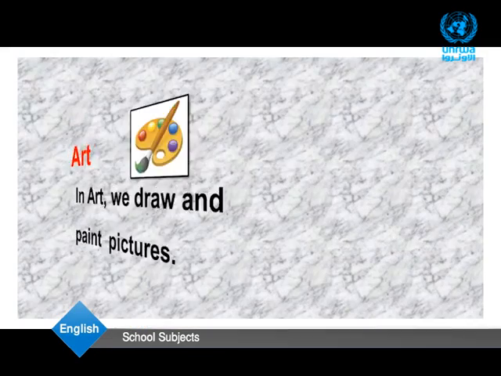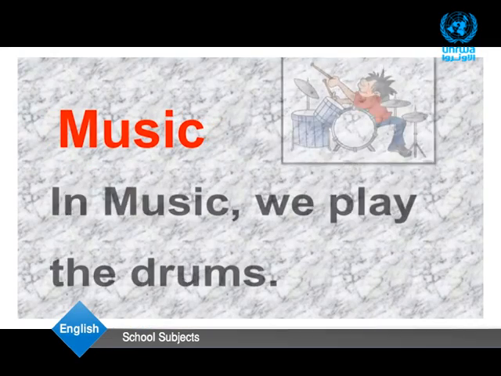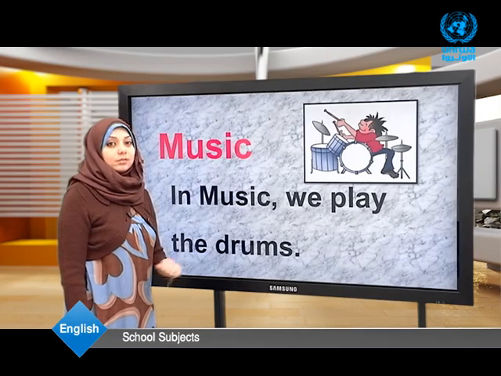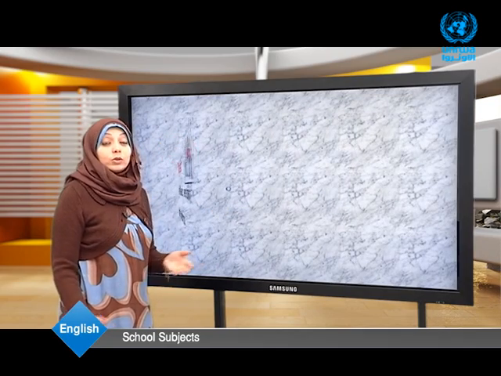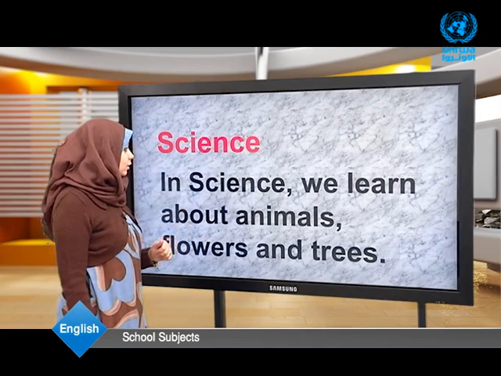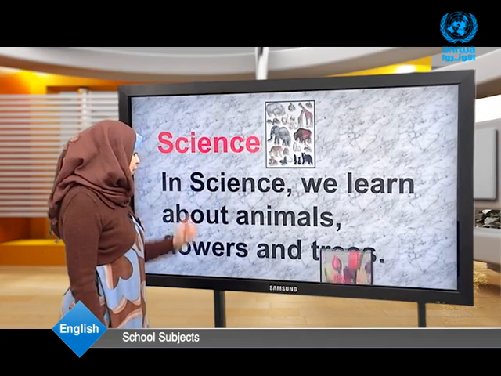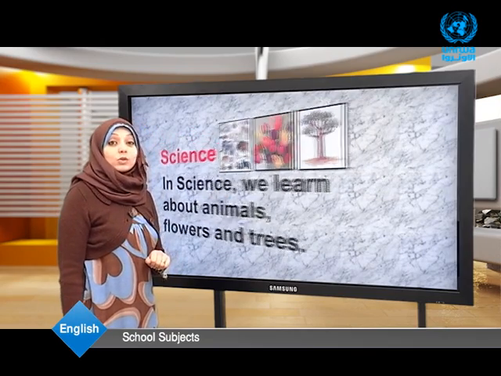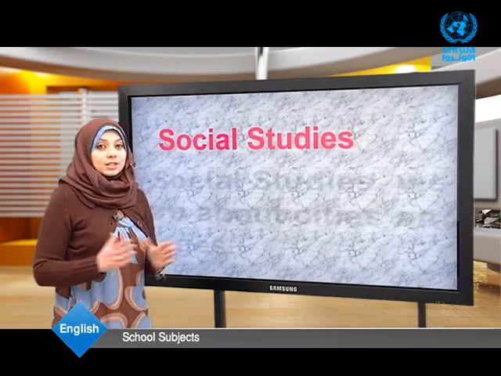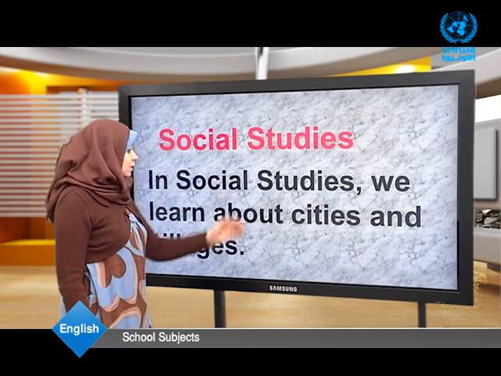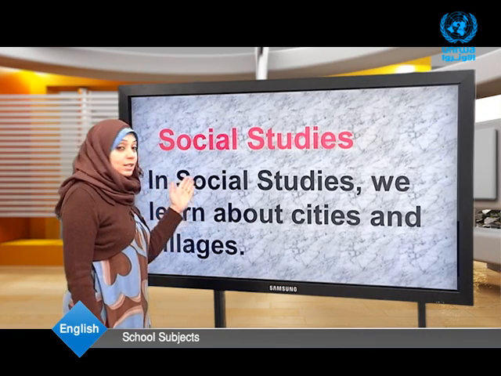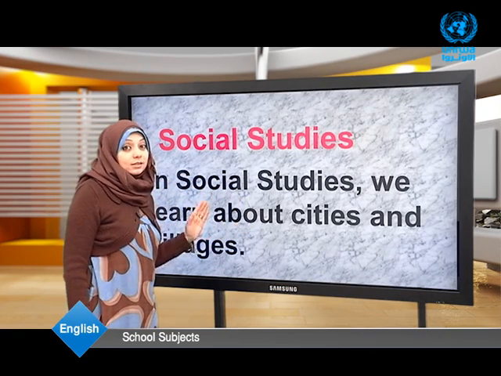In art, look carefully. In art, we draw and paint pictures. Again, in art, we draw and paint pictures. Thank you very much. But what do we do in music? Look here. In music, we play the drums. Very good. But what do we learn in science? Look carefully. In science, we learn about animals, flowers, and trees. And the last one, social studies. What do we learn in social studies? In social studies, we learn about cities and villages.